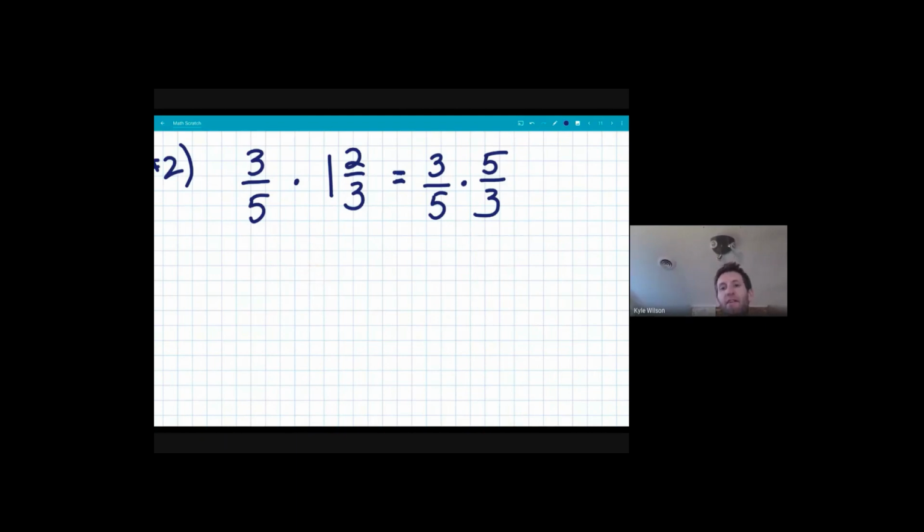Okay, so now I'm going to go ahead and solve. 3 times 5 is 15, and 5 times 3 is 15. Now you know that when the numerator and denominator are exactly the same, that answer is going to give you 1. So your final answer will be 1.